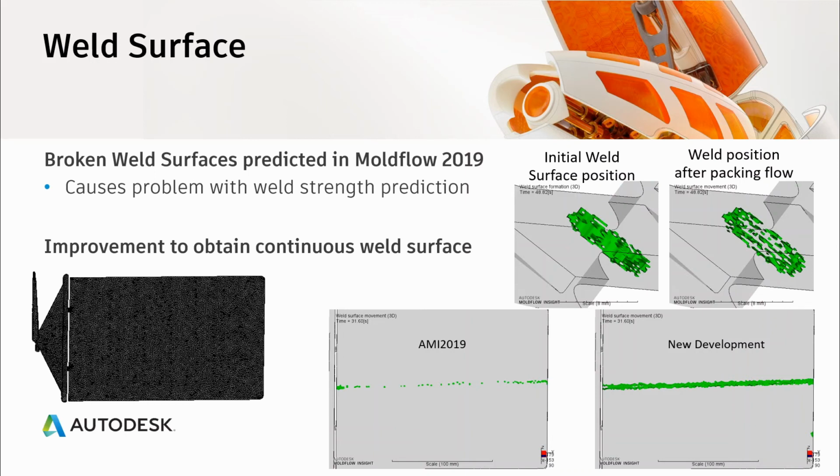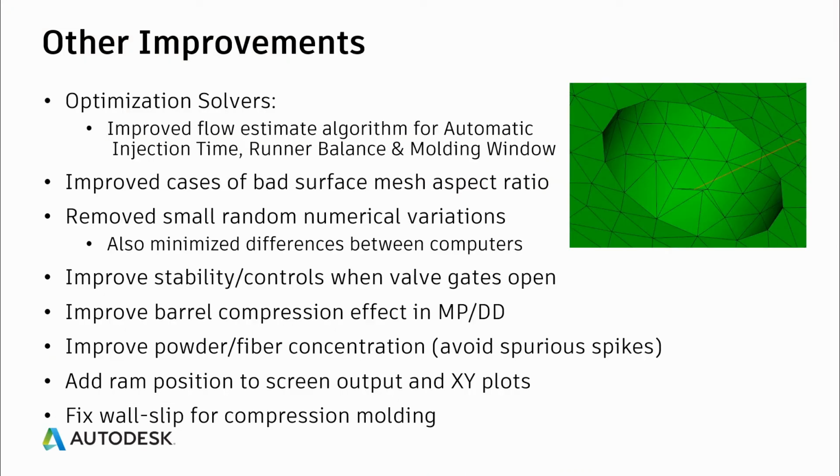Other improvements that have been made to the solvers include some improvements to the optimization solvers. And the optimization solvers I'm talking about are automatic injection time, runner balance, and molding window, which rely on a simplification of the geometry model to do a flow estimation. And this flow estimation algorithm has been improved to better capture temperature and shear rate effects. We've made improvements to the meshing of surfaces. We've made improvements to remove the incidences of high aspect ratio elements on curved surfaces.